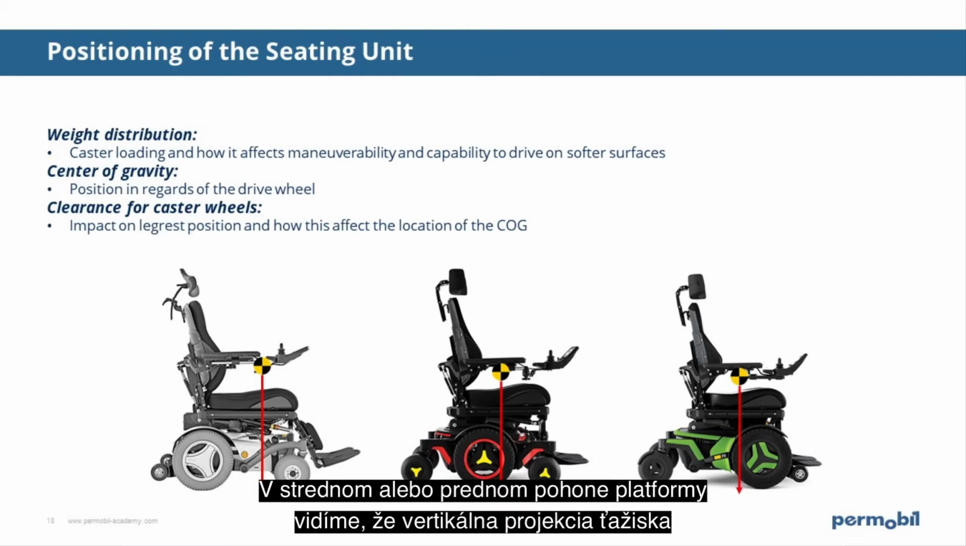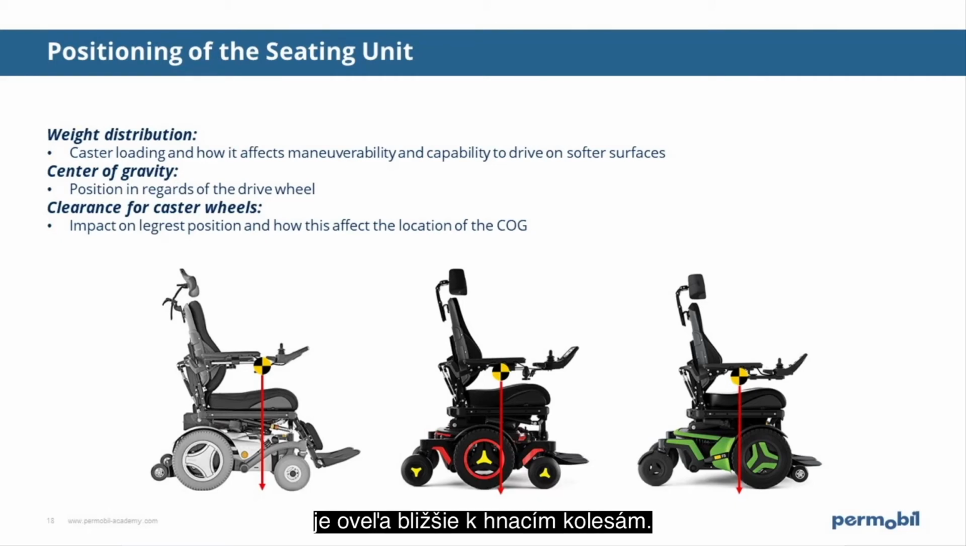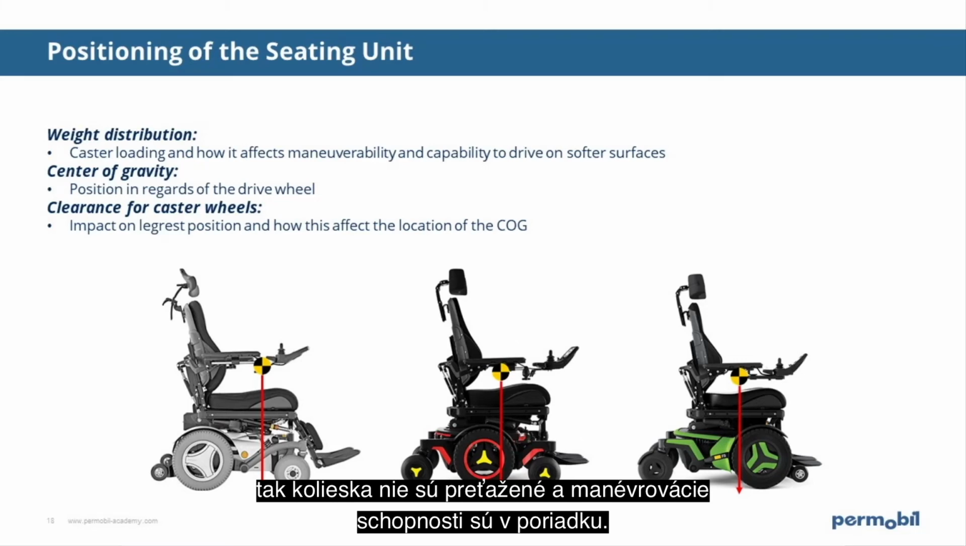With the mid wheel or the front wheel driven platforms, the vertical projection of the center of gravity is much closer to the drive wheels, meaning that the load on the drive wheel is much higher. This ensures that you not only have good traction on softer terrain, but also that the casters aren't overloaded, and it assures that you have good maneuverability.